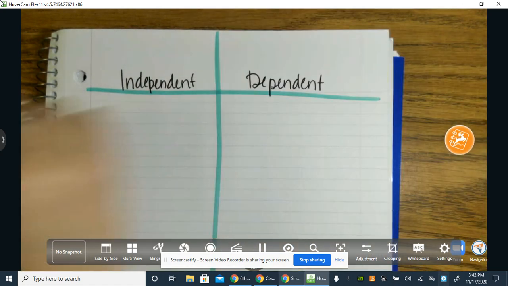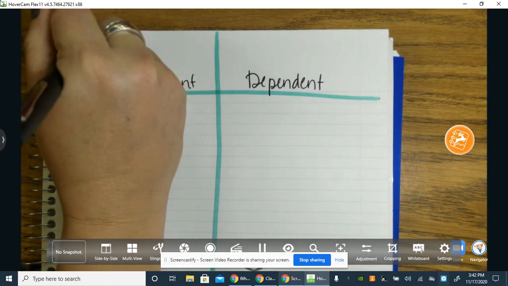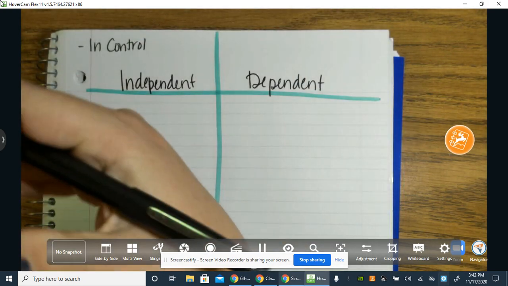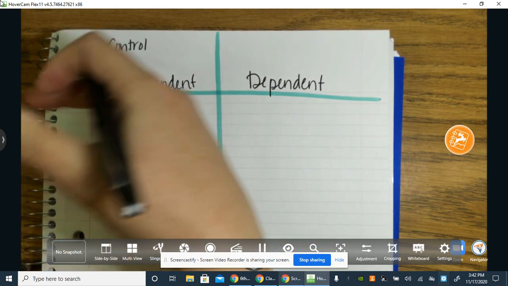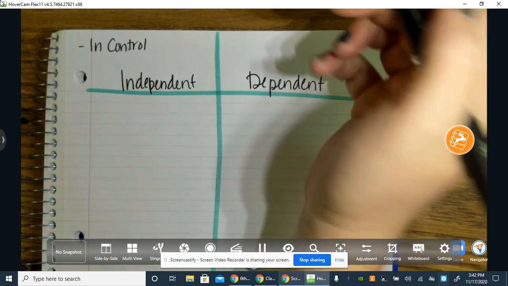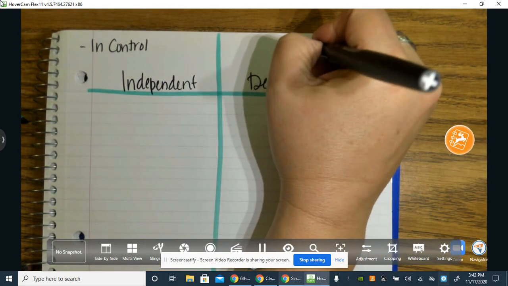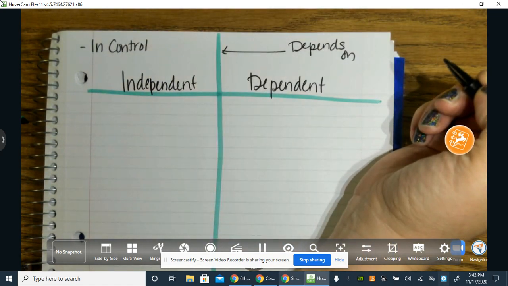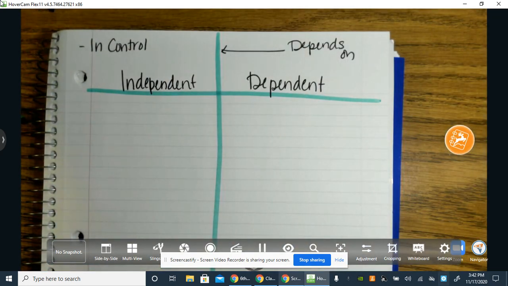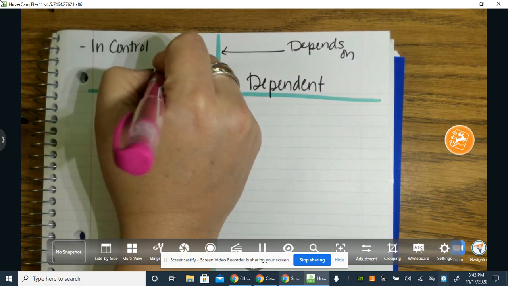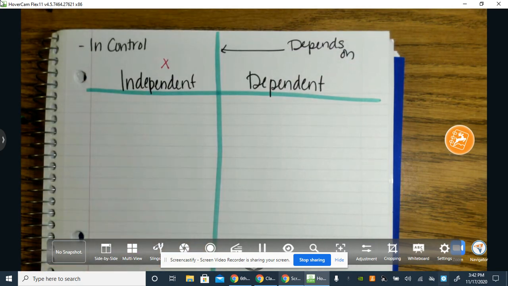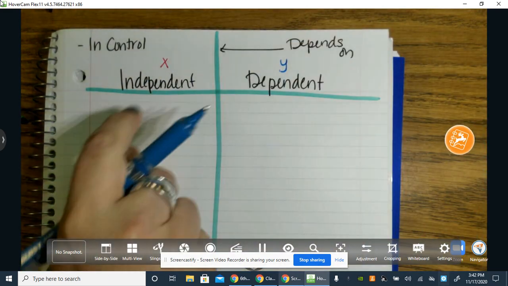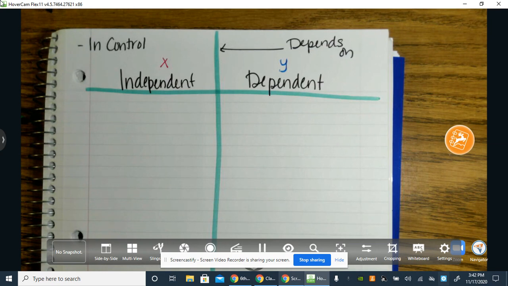When I'm talking about my independent, this is the one that's in control. This is the one that makes the rules. You do something to the independent to get the dependent. And the dependent depends on that independent. In math, your independent will always be X, and your dependent will always be Y. It's just the way it is. X is always the independent. Y is always the dependent.